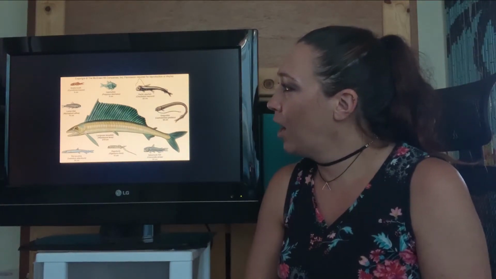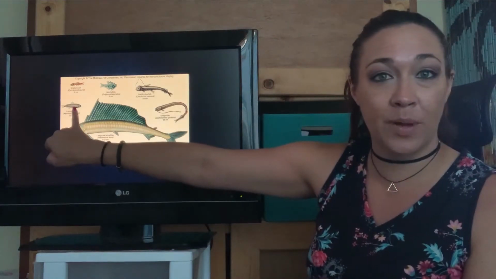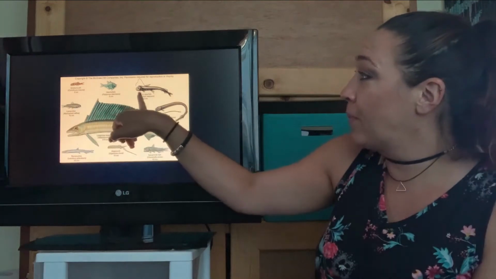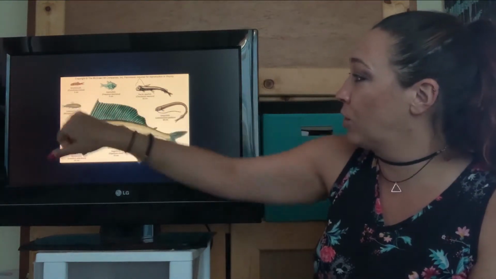The lanternfish, this is the one that we talked about already. You can see all of these little white dots. Those are the photophores. Same thing on the viperfish, the hatchetfish, the bristlemouth.